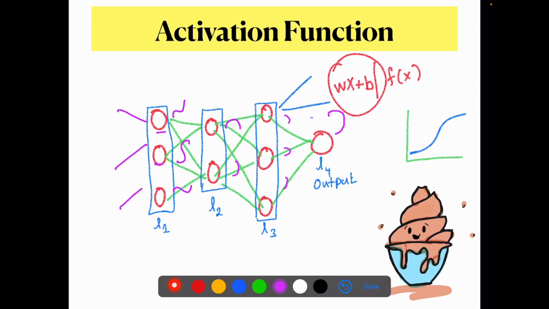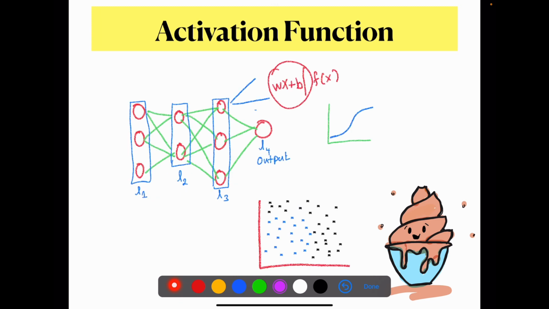Initially, it used to be linear, but everything is converted into the shape that you want, and now you can classify it like this, which will give you a perfect score. And even ice cream is happy.